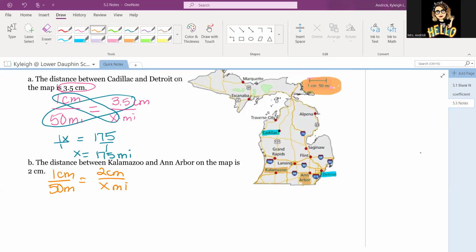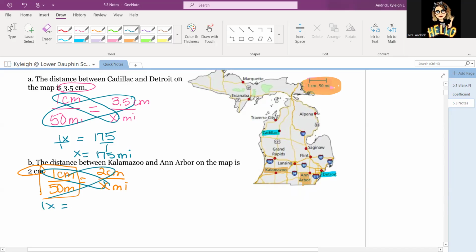Is this the proportion you got? So you used the scale here. We saw that it was 2 centimeters. And now you're just going to solve. So again, cross multiply. So 1 times x, 50 times 2, and divide. So the distance is 100 miles. So look for a scale, write a proportion, solve it.